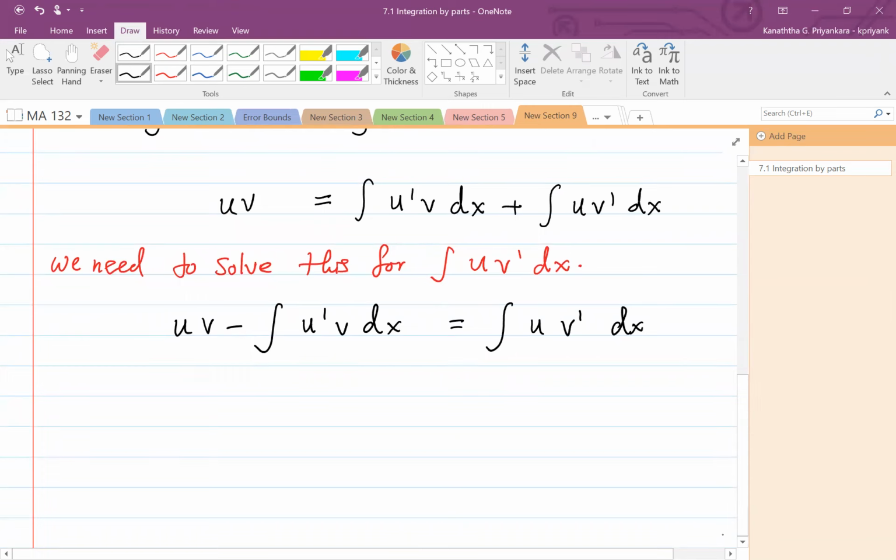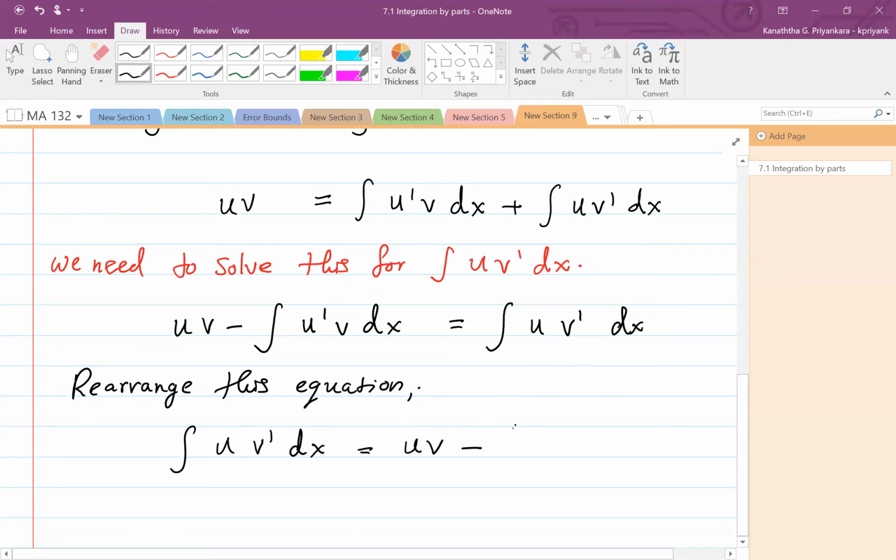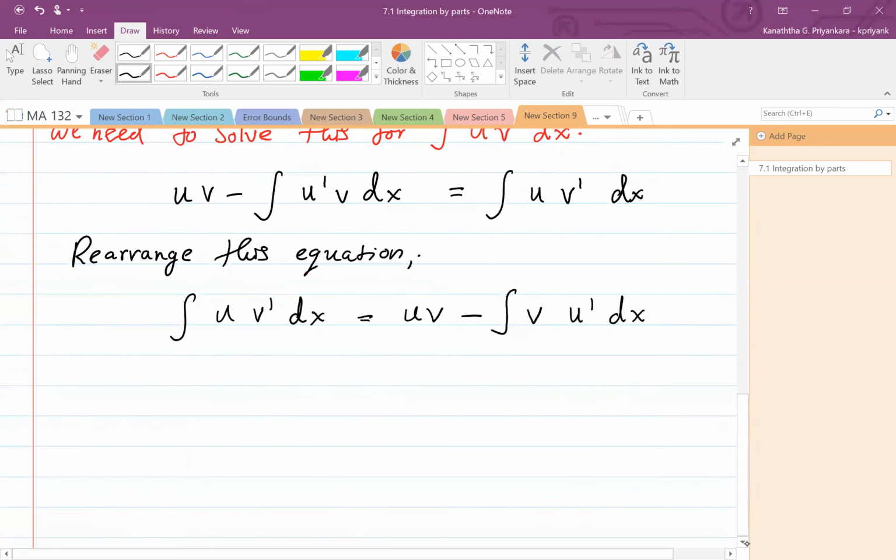Now I'm going to rearrange this equation. So I'm going to write the right hand side into the left hand side: the integral of u v prime dx would be u times v minus the integral. I'm going to write v first and then write u prime second, dx. So this is what we have now.